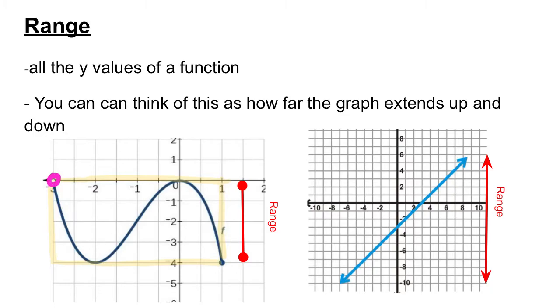is this open circle here. So I would have an open circle there, and it extends to my closed circle down here, showing the range from 0 to -4. The other one, the range continues forever and ever because this graph never stops. So my range would be all the possible y values.